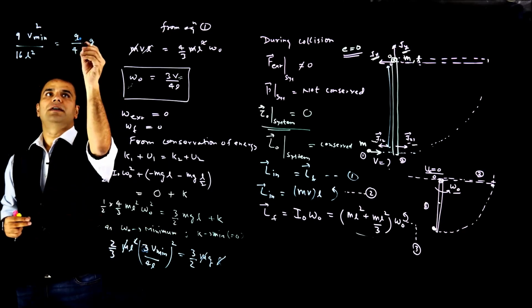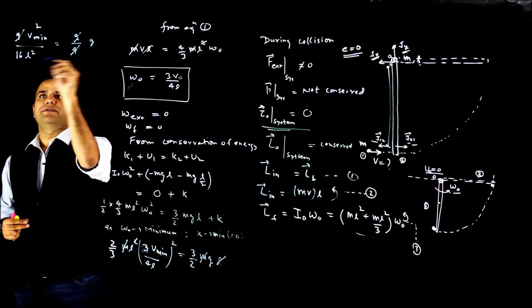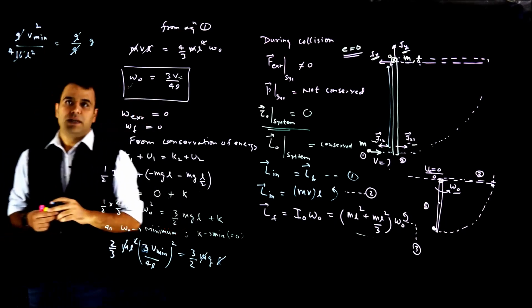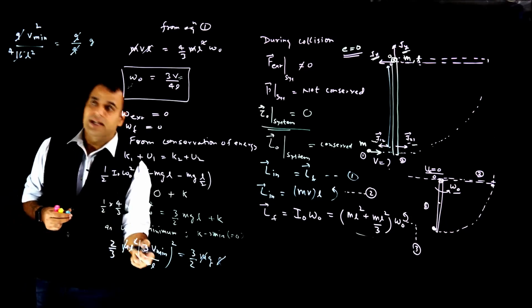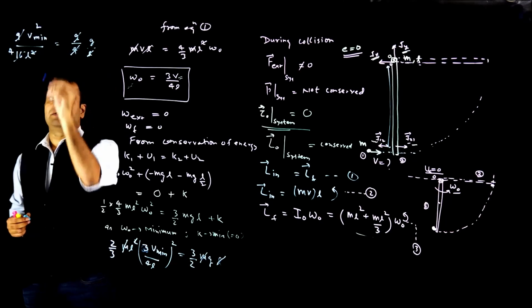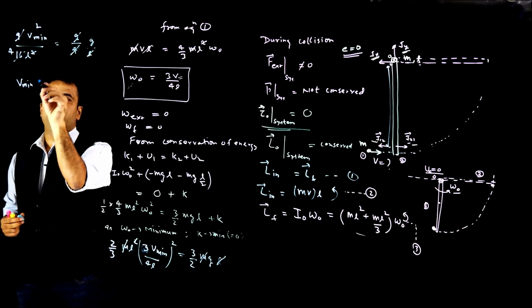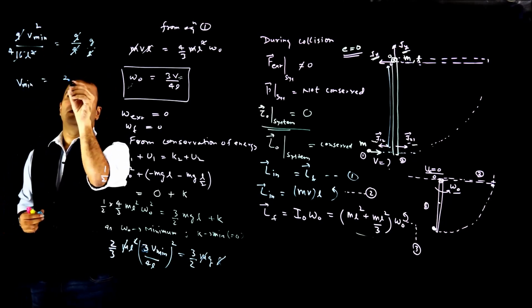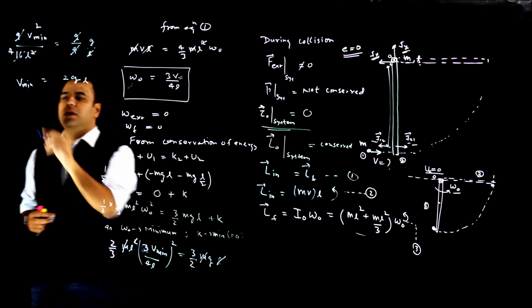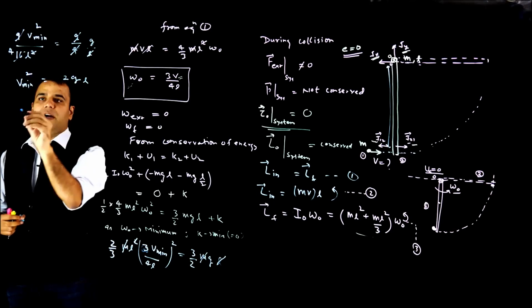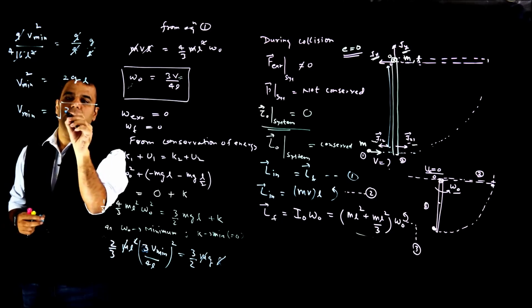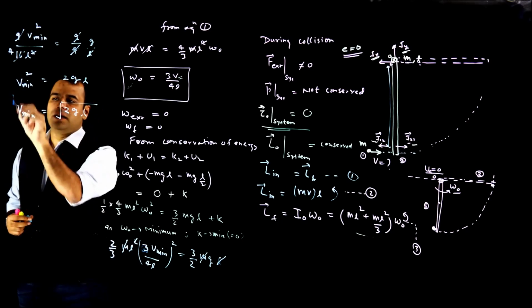This 9 and 9 get cancelled out, this 4 cancels that 4 times, and there is this L which will cancel this L. L we were taking here, so one L will cancel this one. So this V minimum square becomes 2GL. And that will make V minimum equal to under root 2GL.